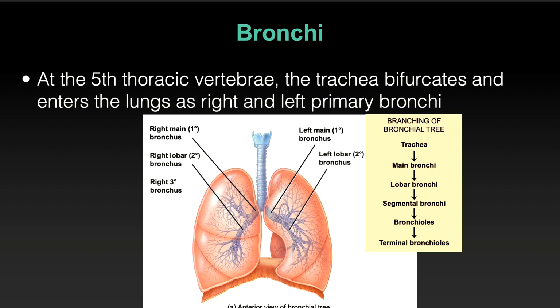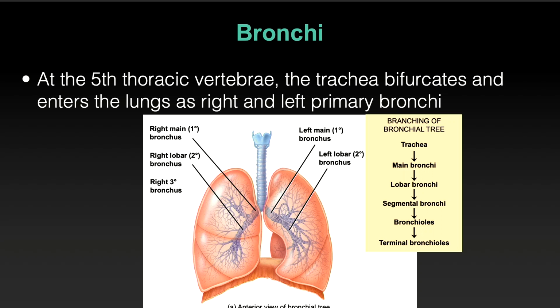Then the next division, well, I really didn't get that right. The next division are the secondary bronchi, which match the number of lobes. So you know there are 3 in the right lung and 2 in the left. The other name for the secondary bronchi are the lobar bronchi.